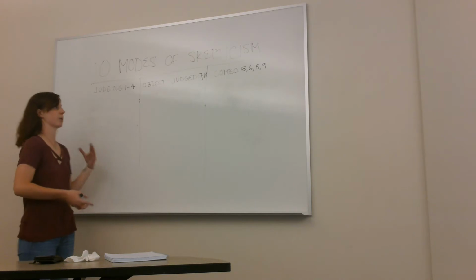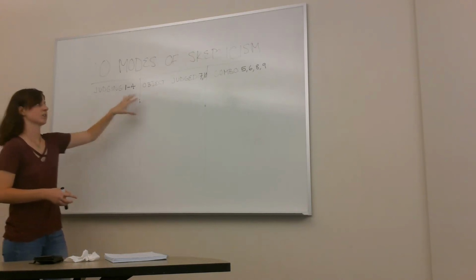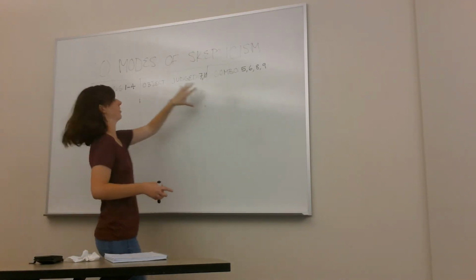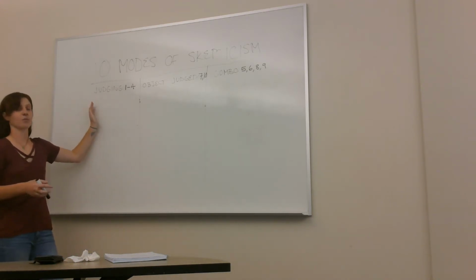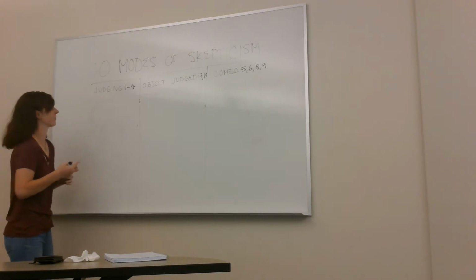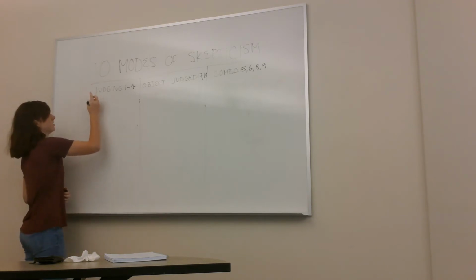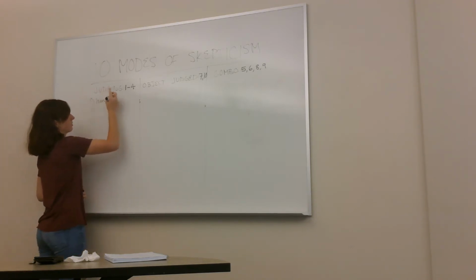First, the 10 modes can be broken down into 3 main categories: judging, objects being judged, and a combination of both, objects being judged and judging. So going to the first category, we have 4 modes in there, modes 1 through 4. The first mode is humans versus animals.